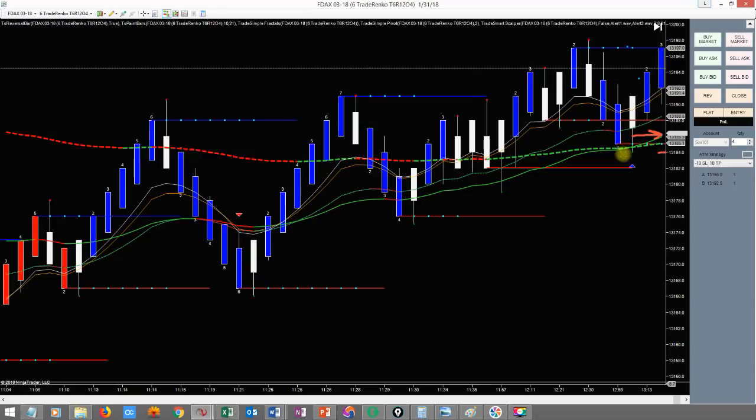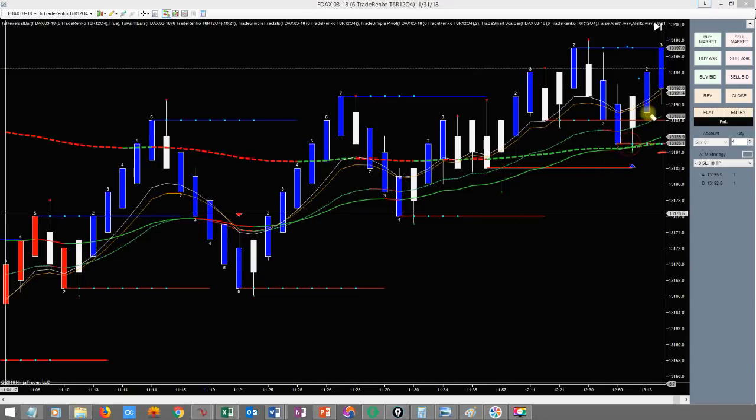Right here is another trade. Touch the dash line and the solid line, and you're good to go.